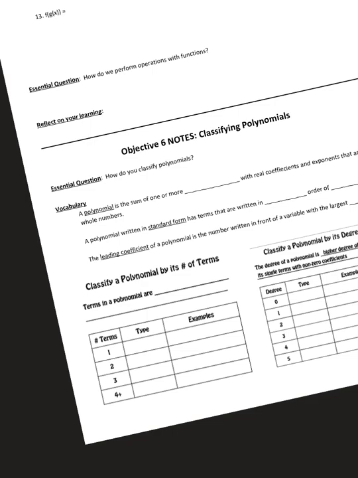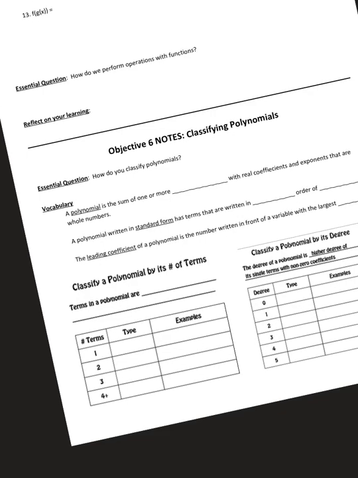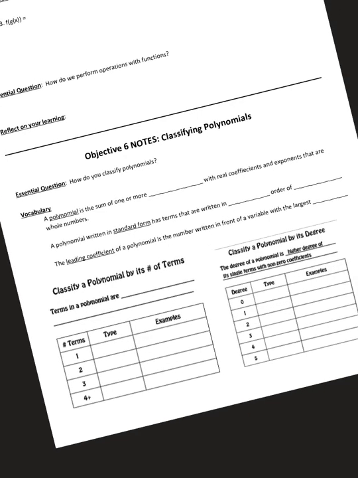Okay, so important vocabulary. Classifying polynomials is all about vocabulary, and there are two ways that we are going to classify polynomials. If you look down here, we are going to classify polynomials by the number of terms, and we're going to classify by degrees. So some important vocabulary that we have.